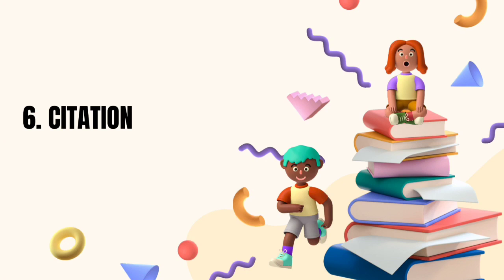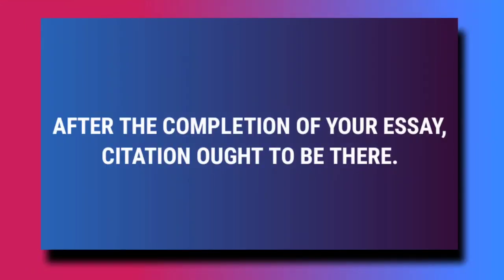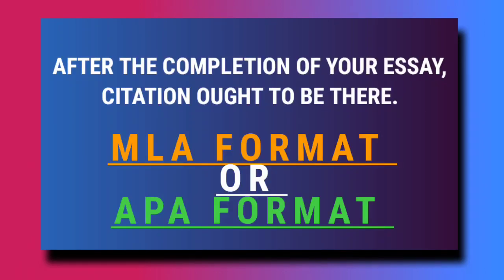Next one, that is citation. So what is citation? Well, after the completion of your essay, citation ought to be there because you have to avoid plagiarism. If you copy any line or any sentences from another writing, you should use citation format, either MLA or APA format, in order to avoid plagiarism from your writing. If you don't use it, then you will go under the problem of plagiarism. So always in your writing, try to use citation format, whether it's MLA or not.